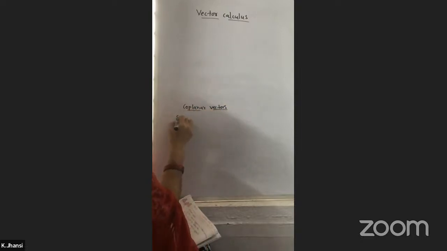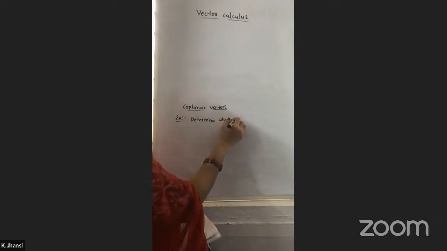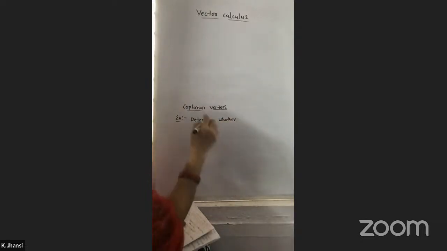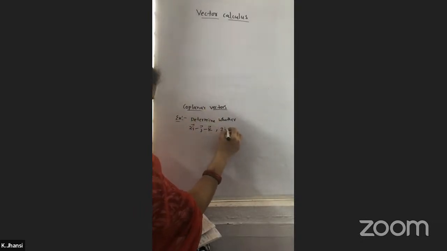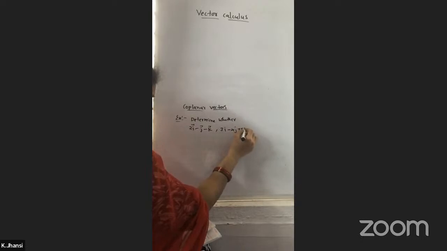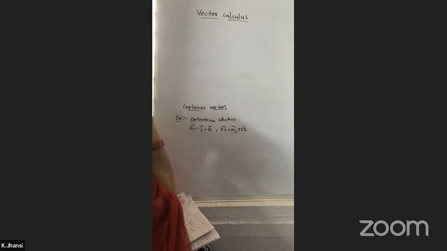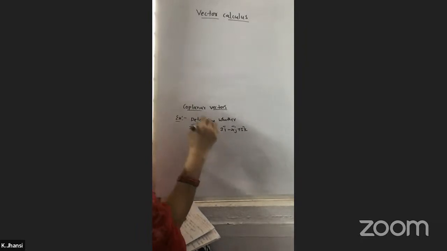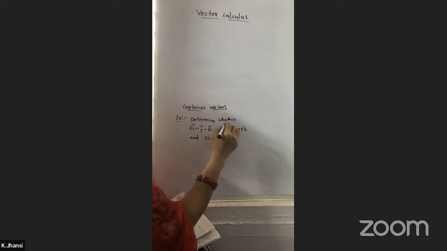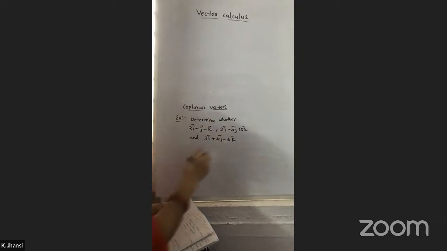So example is determine whether the vectors are 2i minus j minus k, comma 3i minus 4j plus 5k, and 2i plus 4j minus 6k are coplanar.